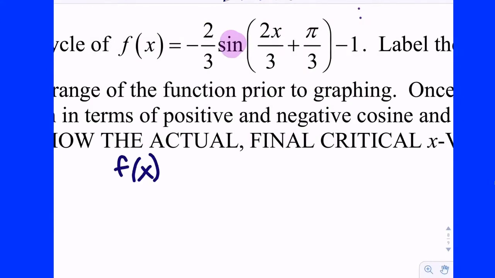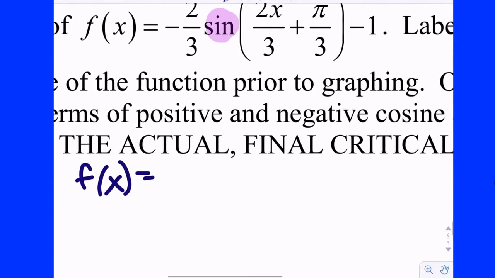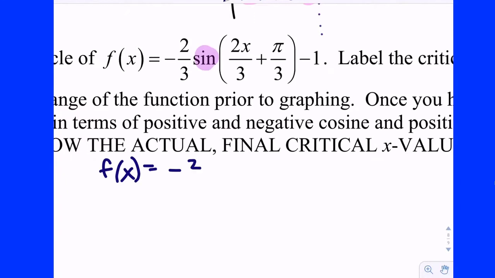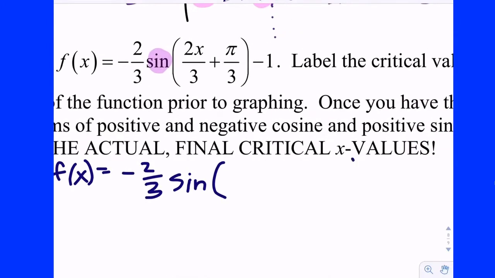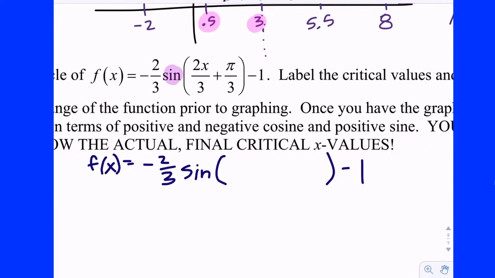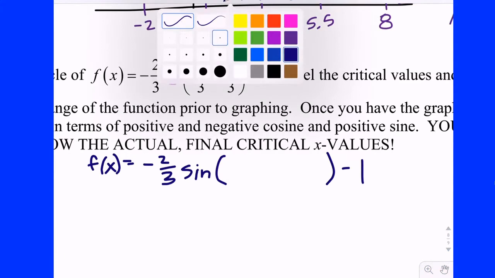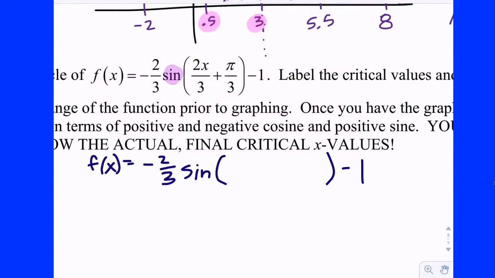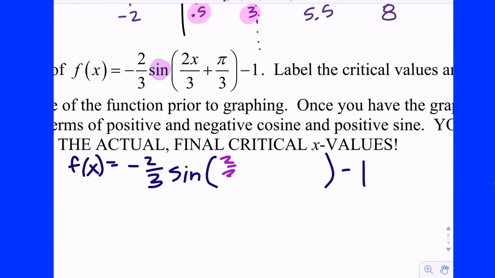F of x equals the negative 2/3 in front. Does that go to the back? No, that's your a value, right? Negative 2/3, sine of parentheses, and then leave some space, and then -1. So really the only work is in the inside again. Remember, you have to have your x term first, and it is, but then you have to factor out its coefficient. What's the coefficient of x? 2/3. So I got to factor out my 2/3.